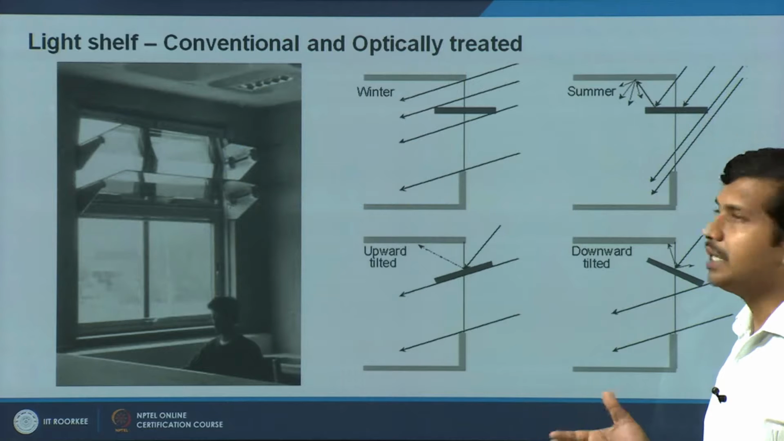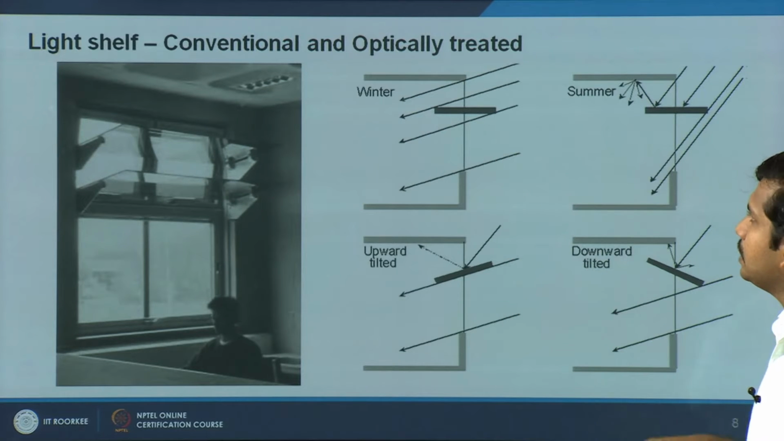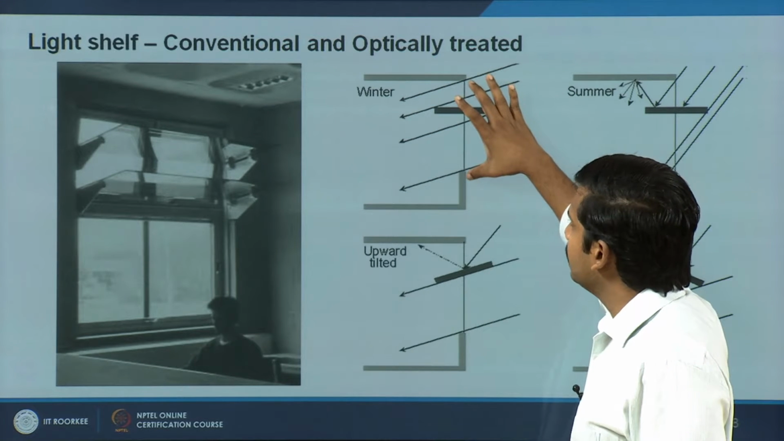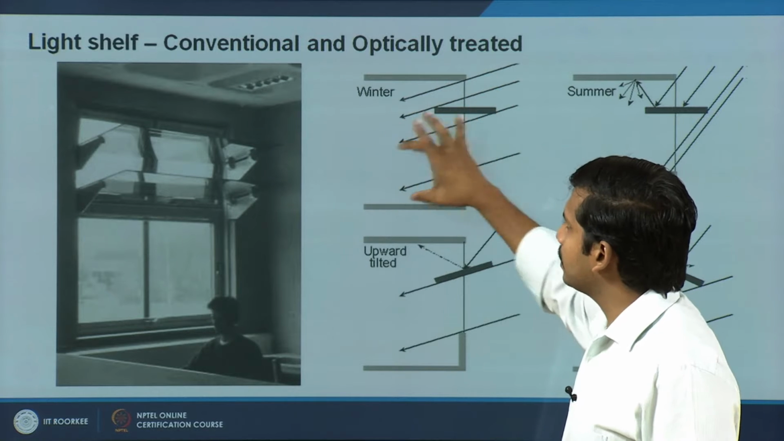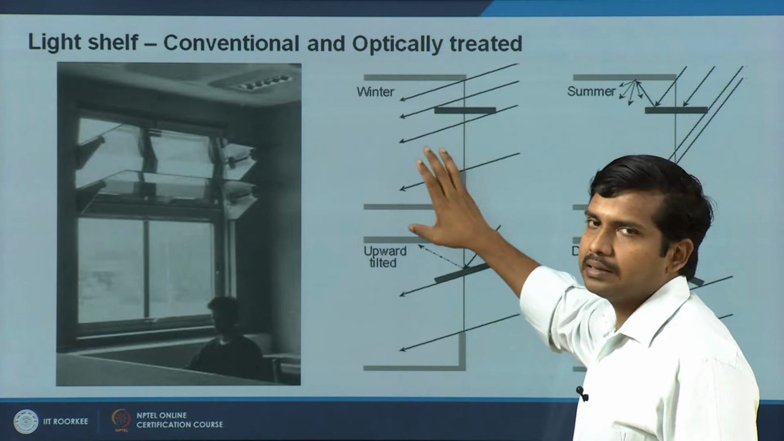It can be active, it can be passive. You have conventional and optically treated light shelves available. It works on a simple phenomenon. You split the whole glazing or window area into two. The first part caters to the peripheral areas directly.